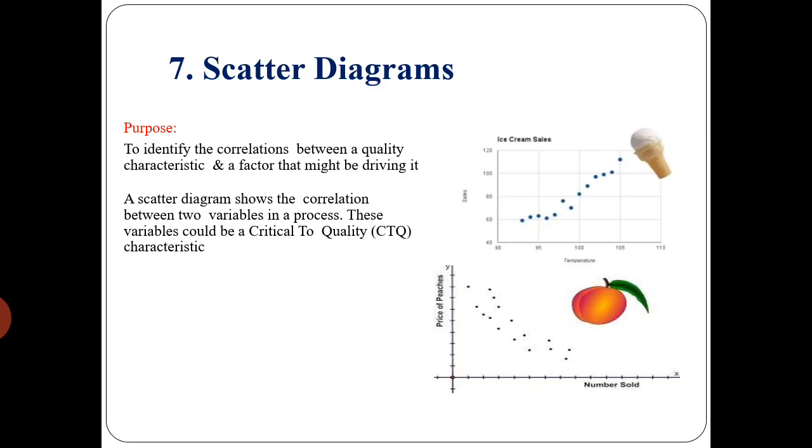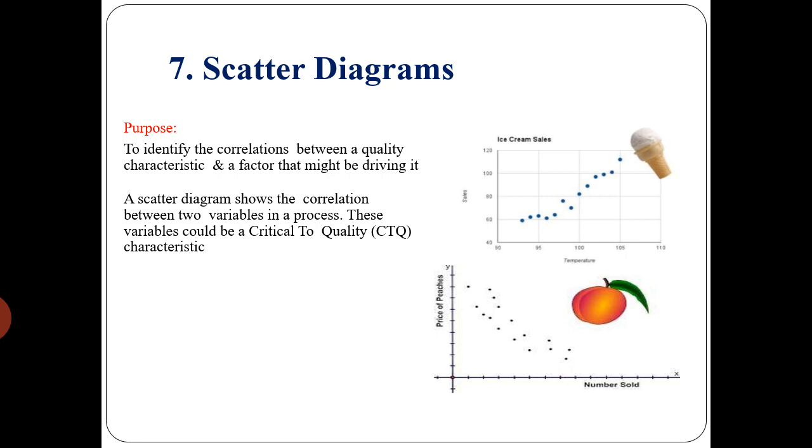The last and seventh quality control tool is the scatter diagram. Since the data is scattered here, it's called a scatter diagram. It is used to identify the correlations between a quality characteristic and a factor that might be driving it. So to identify the correlation between two variables, the scatter diagram is used. It shows the correlation between two variables in a process. These variables could be critical to quality characteristics, so to identify critical to quality characteristics, the scatter diagram is used.